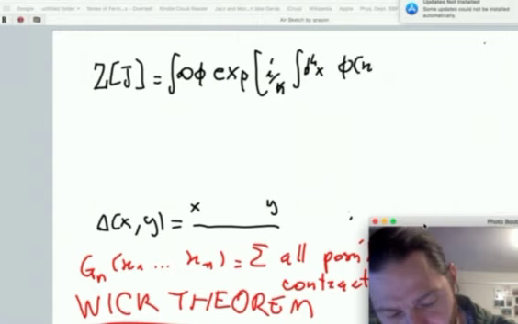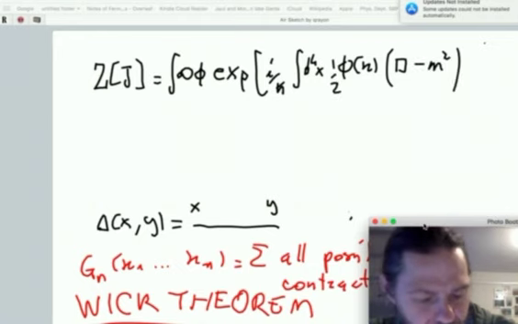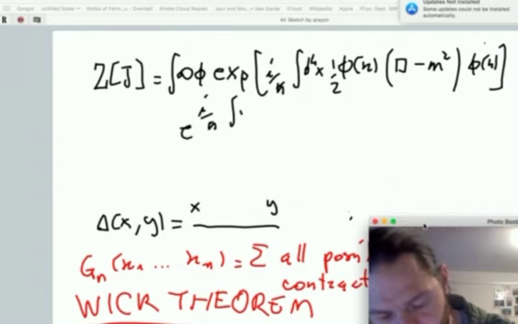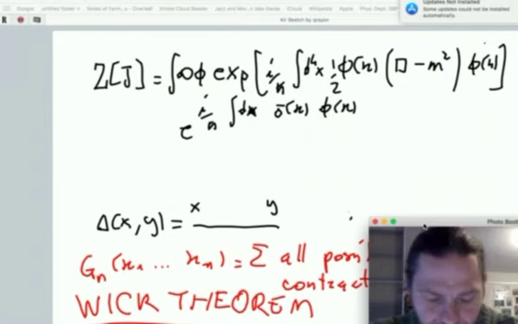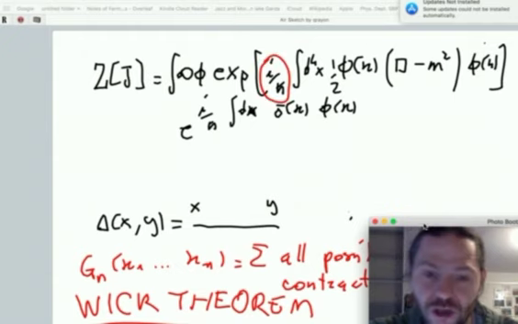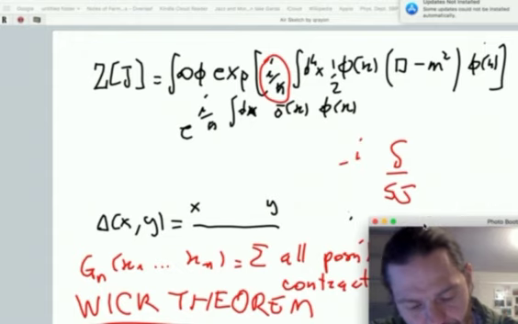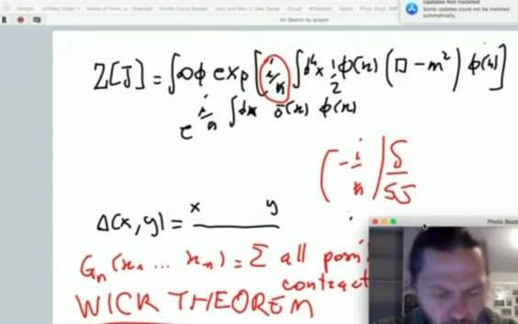phi of x, times e to the i over h bar, integral of j of x phi of x. And now your functional derivatives trick will work exactly the same, except that this time you will have i's to take care of. So your functional derivatives will contain negative i over h bar factors to take care of. Or minus 1.